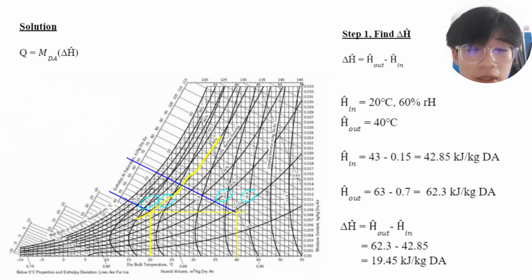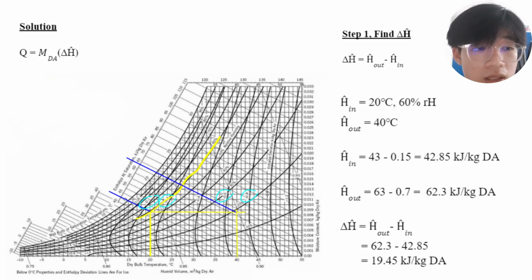For enthalpy out, we do the same thing. Before that, we draw a horizontal line from the intersection point of the first point horizontally to the direction of 40 degrees Celsius. From the intersection point with 40 degrees Celsius, we draw the same line straight up left to the enthalpy at saturation scale, and we get the enthalpy out saturation value, which is 63.